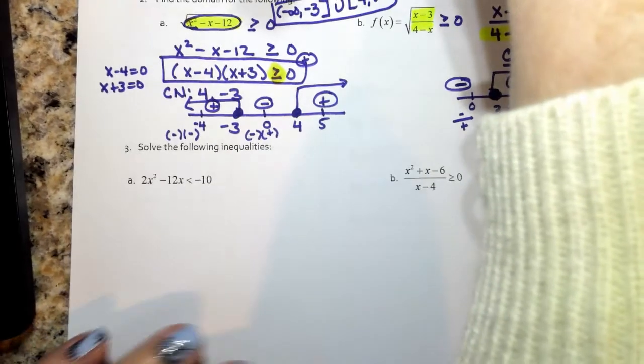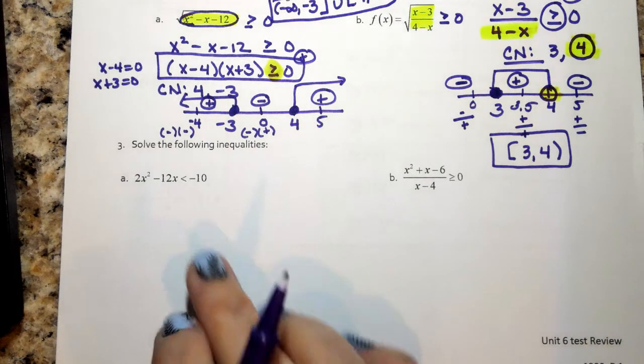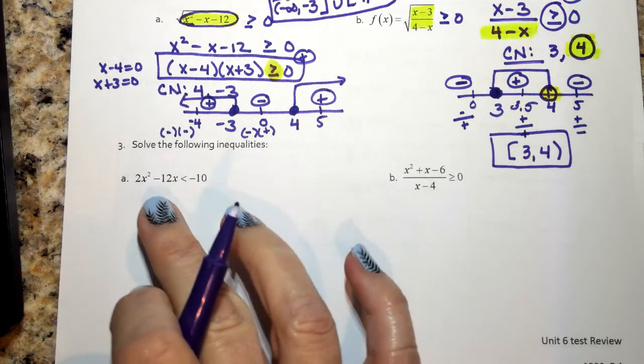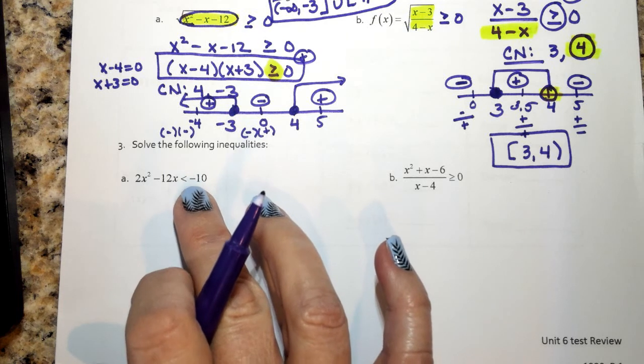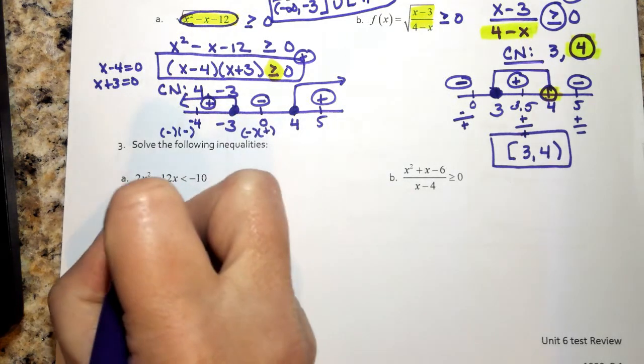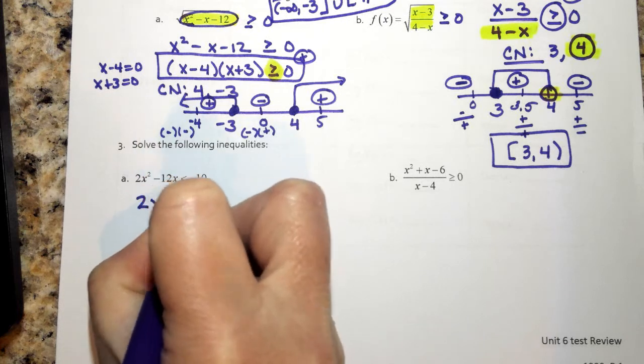So now I'm just solving for number 3. I'm just solving inequalities. Again, this is a quadratic inequality. The first step is you always want to make sure you have a 0 on one side of the equation, so I'm going to have to add 10 to both sides.